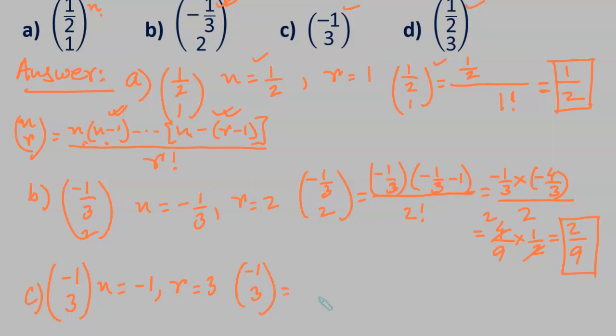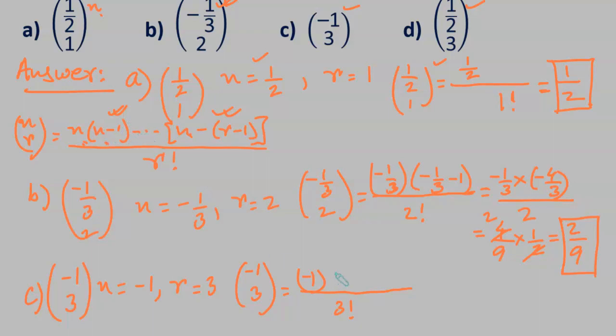The denominator will be equal to 3 factorial. And the numerator, the first factor of the numerator is negative 1, which is n. And what will be the last factor? R is equal to 3. So 3 minus 1, that is 2. Last factor will be when 2 gets subtracted from n. That will be the third factor, n times n minus 1 times n minus 2. So you will be having 3 factors in the numerator.